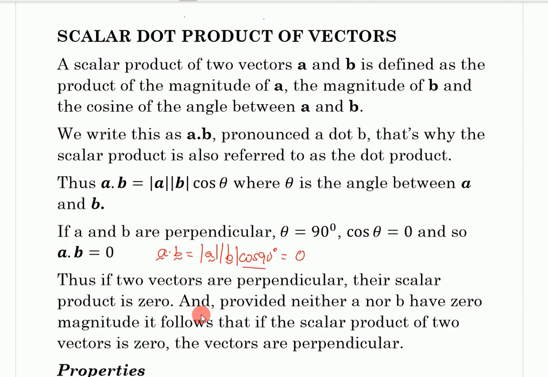Provided neither A nor B has 0 magnitude, it follows that if the scalar product of two vectors is 0, the vectors are perpendicular. That is an important concept which is going to be used to establish that two vectors are perpendicular. Once you get a dot product of 0, you just know the vectors you are dealing with are perpendicular to one another.